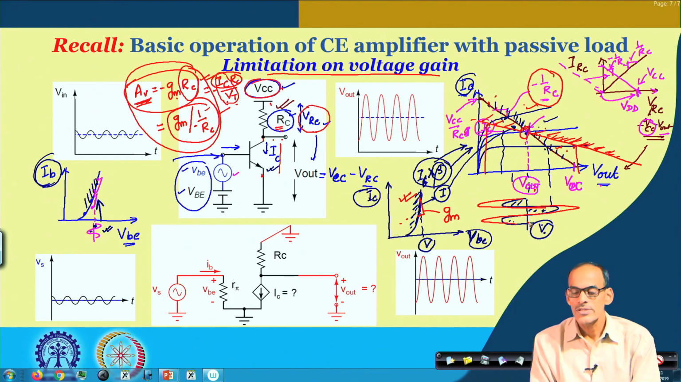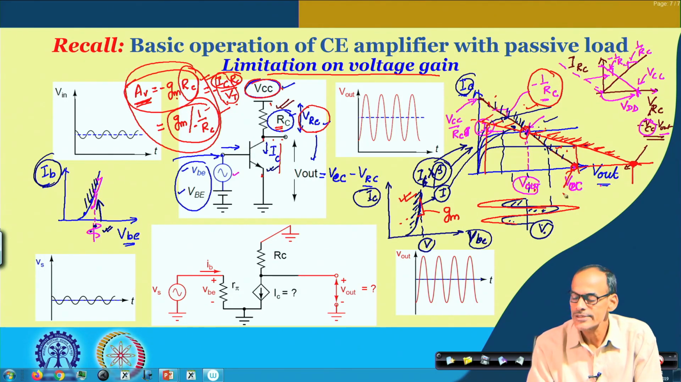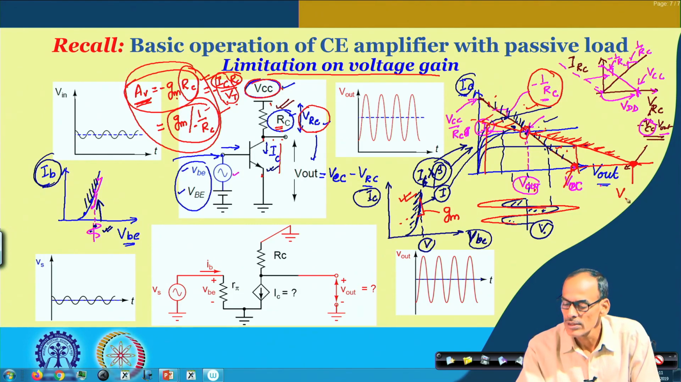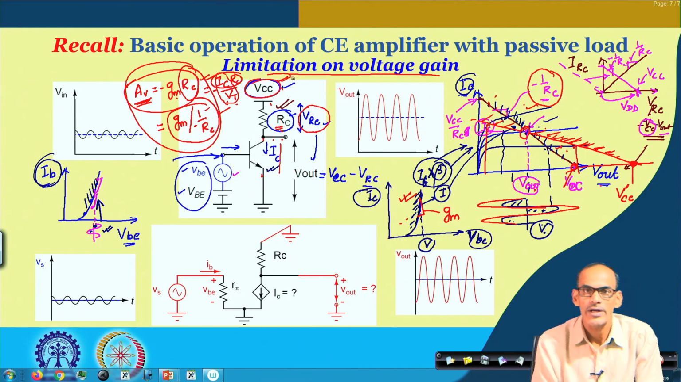But what is the problem here? We are looking for a meeting point of the load line, which is much higher than the earlier meeting point, and this meeting point is nothing but the VCC. Now, if you are looking for a higher value of VCC, it means that I am looking for a higher supply voltage.